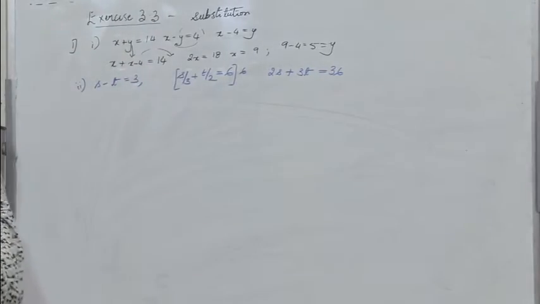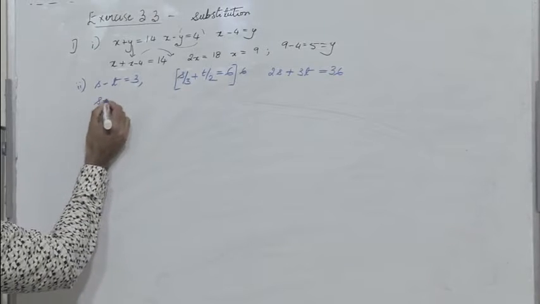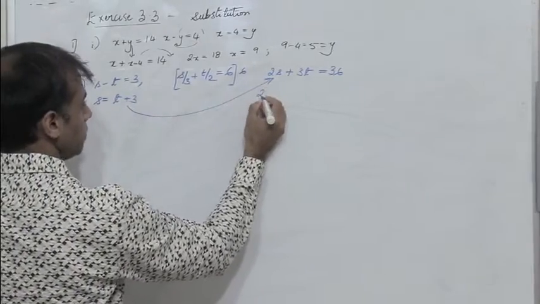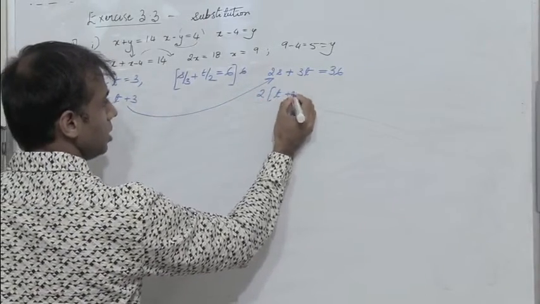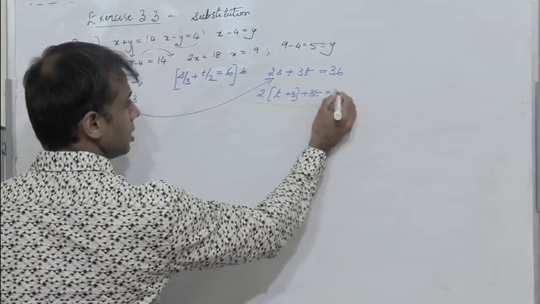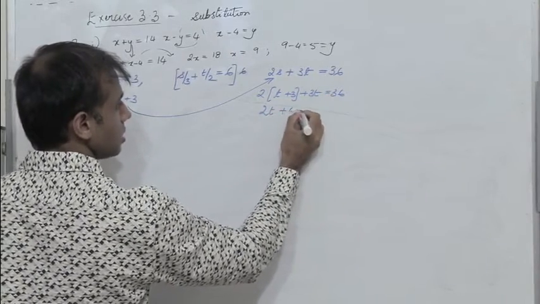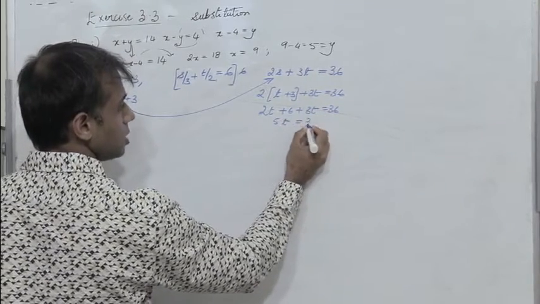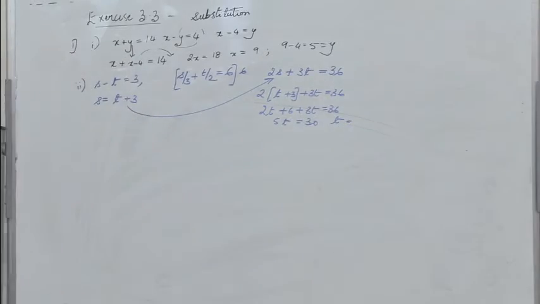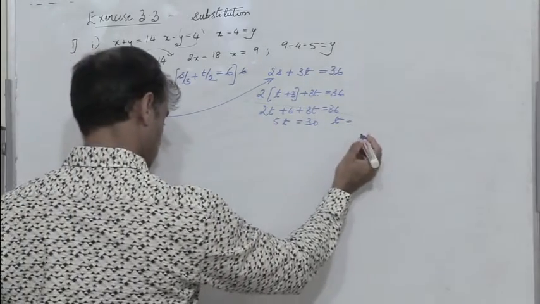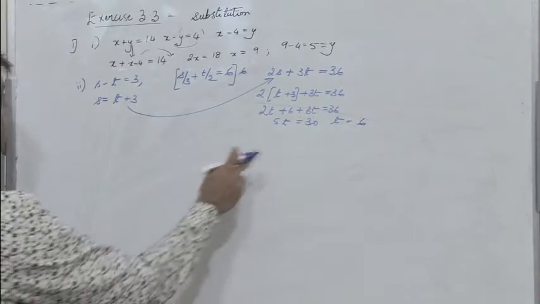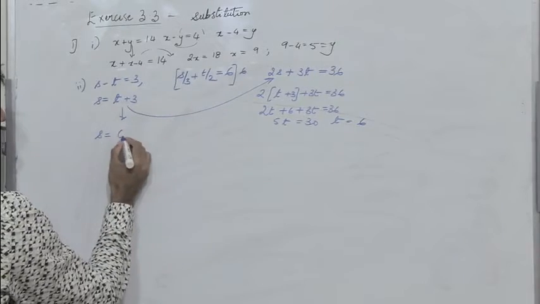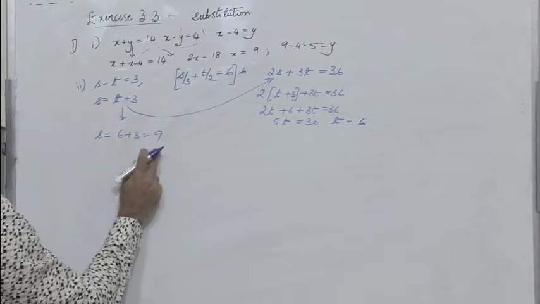Right? So now we have from this equation s is equal to t plus 3. So here I will substitute for s. So I have 2 into s, which is t plus 3, plus 3t equals 36. So 2t plus 6 plus 3t equals 36. So I have 5t equals 30, or t equals 30 by 5, which is 6. So if t is 6, from this equation s equals 6 plus 3, which is 9. So s is 9, t is 6.